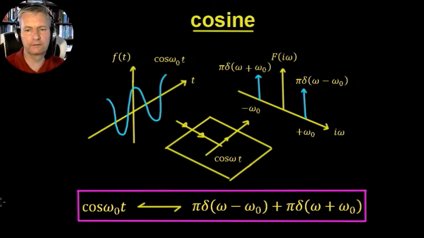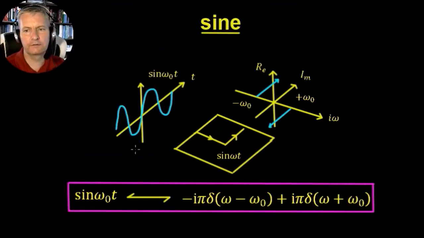So let's look at the sine function. Here's the sine function, sine omega naught t. It's a real and odd function, so it maps through the sine omega t surface onto the frequency domain. It's got two impulses here, both purely imaginary, one at plus omega naught, one at minus omega naught. So we get the Fourier transform of sine omega naught t is minus i pi delta omega minus omega naught plus i pi delta omega plus omega naught.